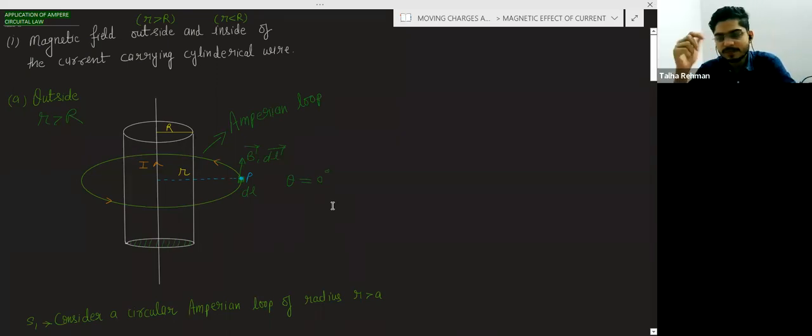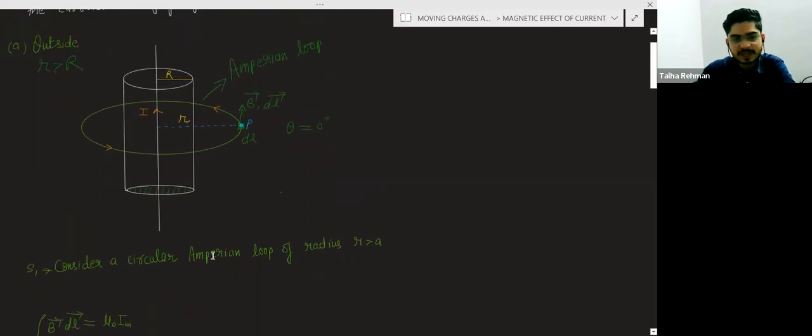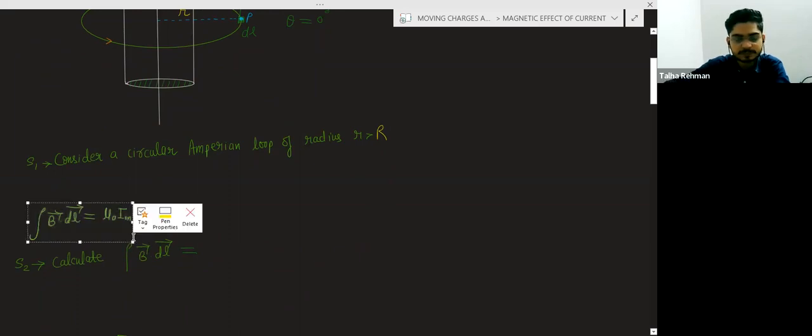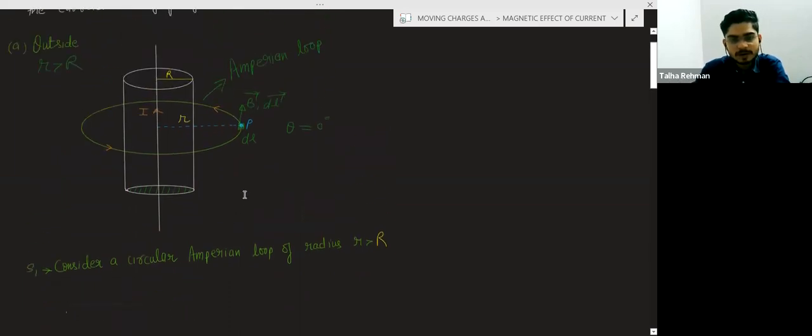Now there are a few steps that you have to follow. First thing, you will consider a circular loop around the wire. So this is your step number one. Consider a circular Amperian loop of radius r greater than capital R. Now you will calculate this B dot dl along this loop.